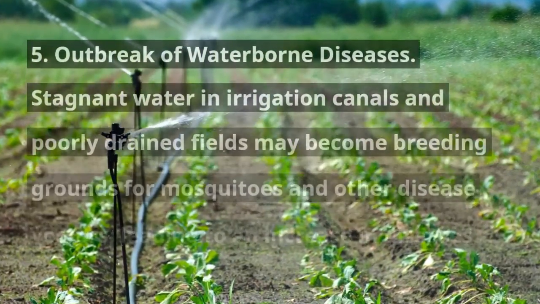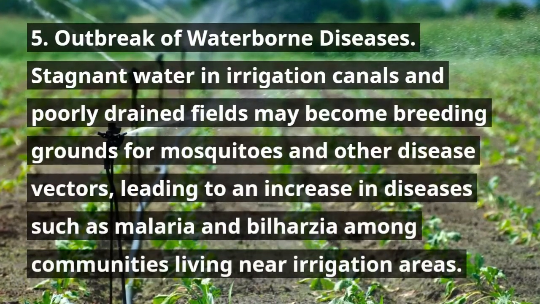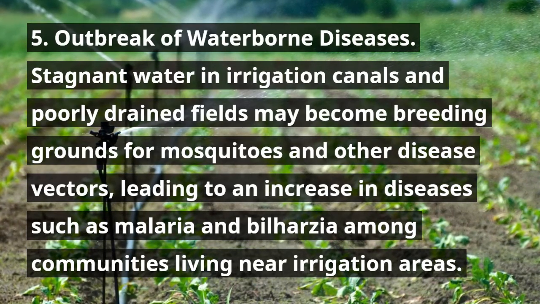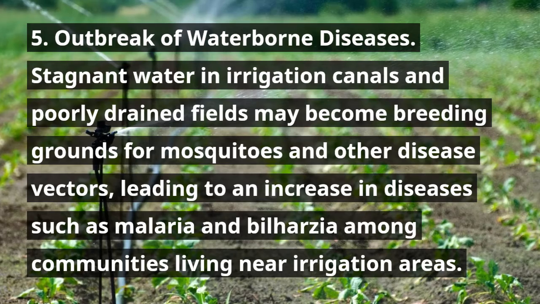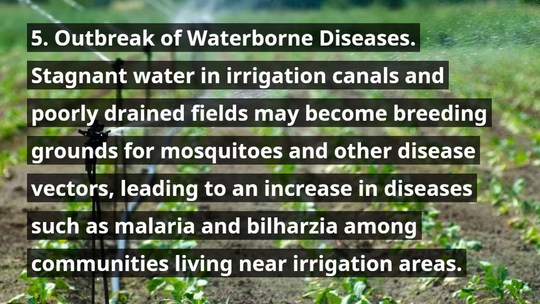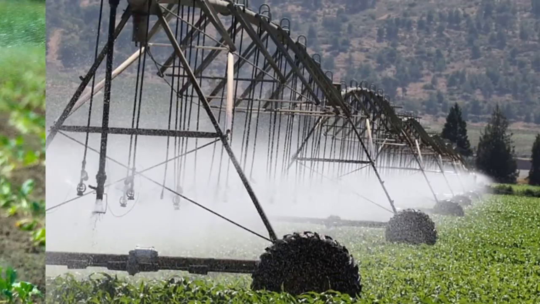5. Outbreak of waterborne diseases. Stagnant water in irrigation canals and poorly drained fields may become breeding grounds for mosquitoes and other disease vectors, leading to an increase in diseases such as malaria and bilharzia among communities living near irrigation areas.